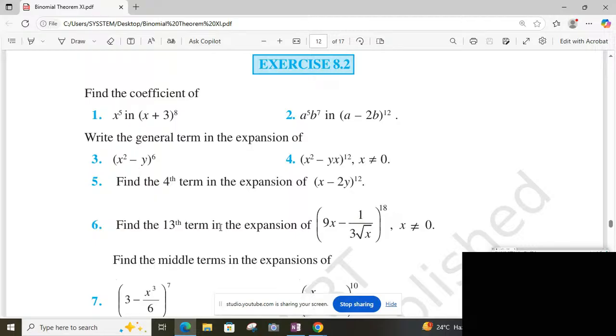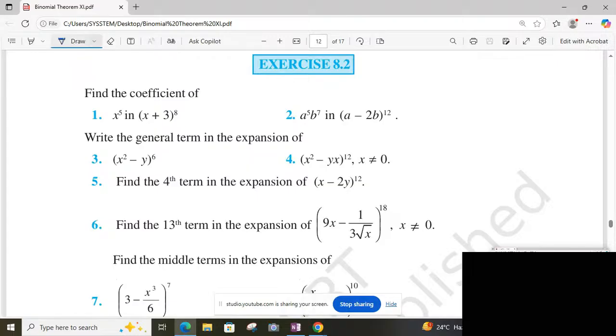Here are the questions of exercise 8.2. आप यहाँ पर exercise 8.2 के questions देख रहे होंगे. In this class, I am going to solve the questions of exercise 8.2. आज की कक्षा में मैं exercise 8.2 का ही question solve करने जा रहा हूँ. Let's see the first question.